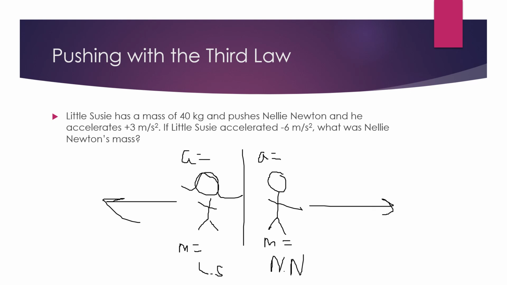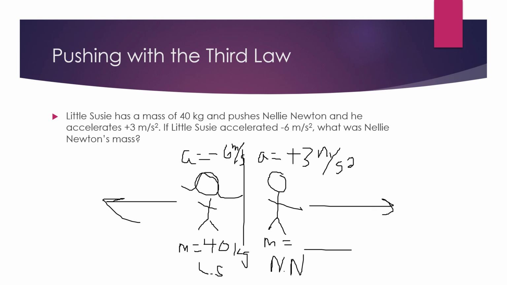All right. Little Susie has a mass of 40, so I'm going to put 40 kg. And Nellie Newton accelerates positive 3. So Nellie's acceleration is positive 3 meters per second squared. If little Susie accelerated negative 6, then her acceleration is negative 6. Okay, let's see if we can do this. What is Nellie Newton's mass? So we're looking for the mass. We need to get the force.